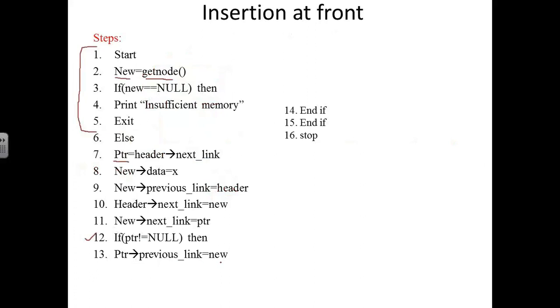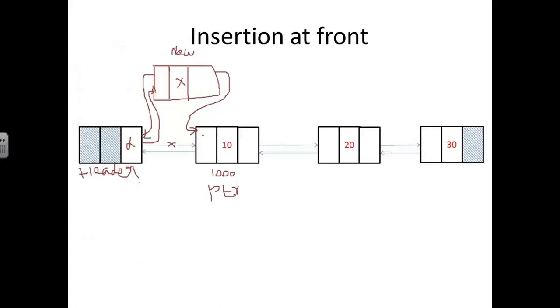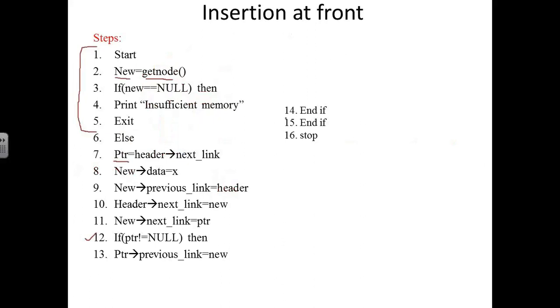So for making this connection, we are checking this. Pointer's previous link is equal to new, right? So pointer's previous link field will be holding the address of the new node, right? So after making this connection, this connectivity also will be disconnected. Then we are stopping the process. I hope you would have understood this.